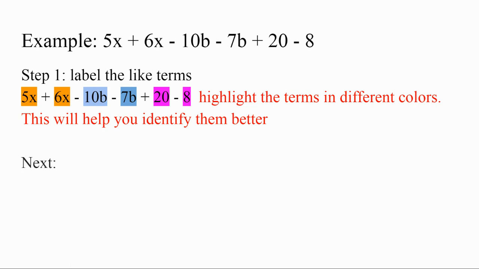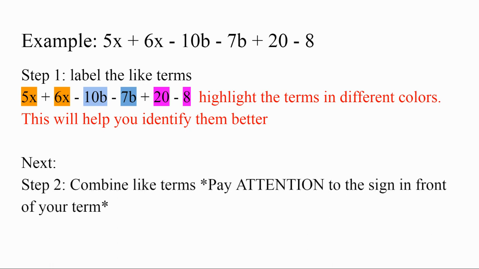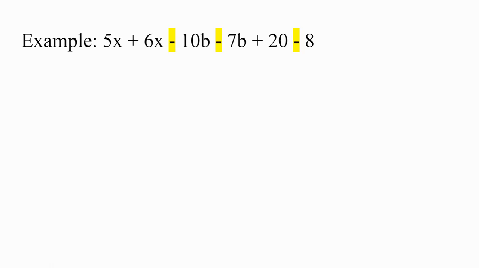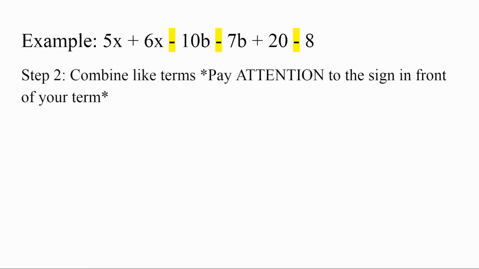I've been seeing a lot of you guys combining terms that are not like, so just make sure that you're aware of that. So the second step is to combine the terms together. So we're going to do that on the next slide. What I did here was I highlighted these negative values just because some of you guys are not respecting the negatives, and they are very important. They will cause you to get wrong answers if you do not take them into account.